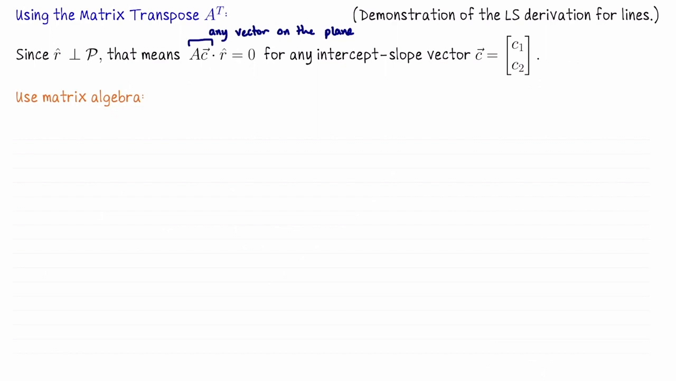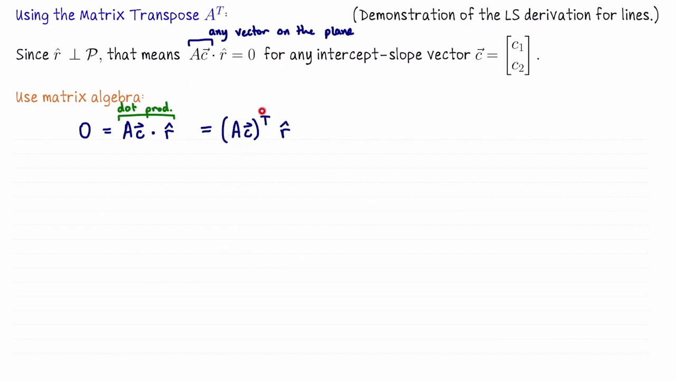Now we're going to use some of those other matrix facts from earlier. Currently we have 0 equals Ac dot r, where this is a vector dot product. We discussed how taking the dot product of two vectors is equivalent to taking a matrix product of two vectors if you've transposed the first one. So I'm just going to write the exact same computation in a different way. This is equivalent to (Ac) transpose times r.